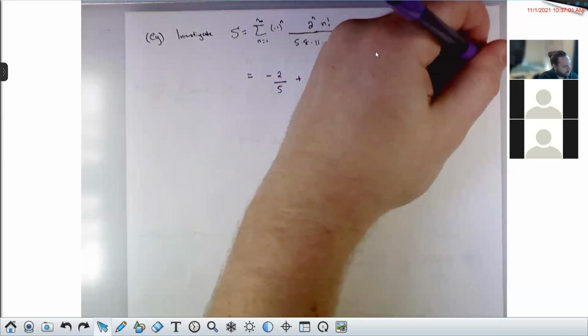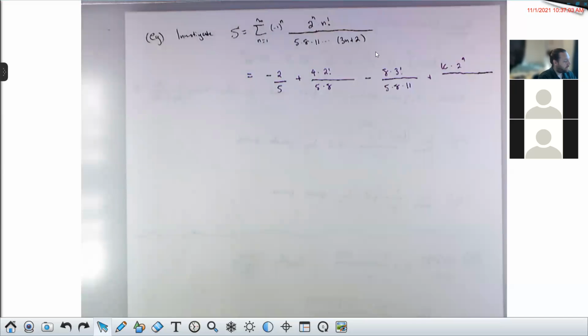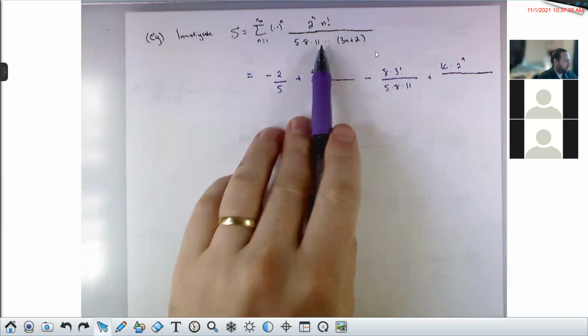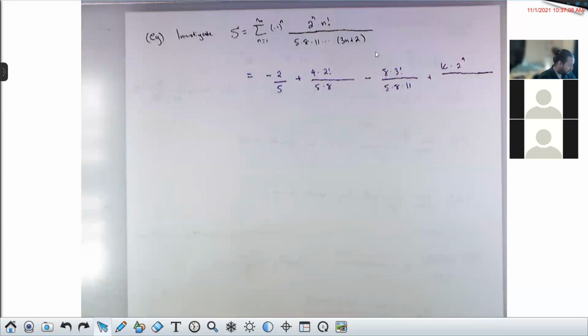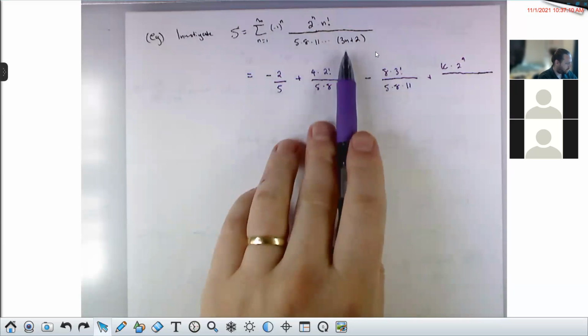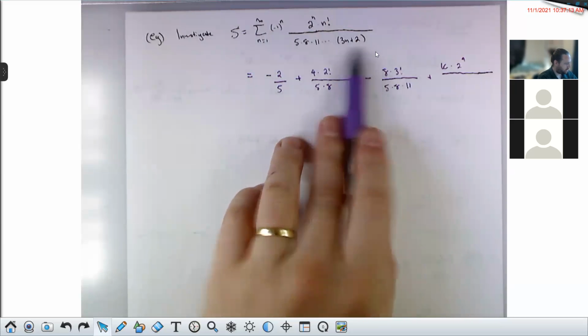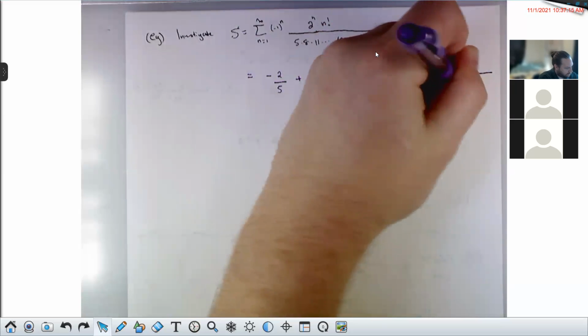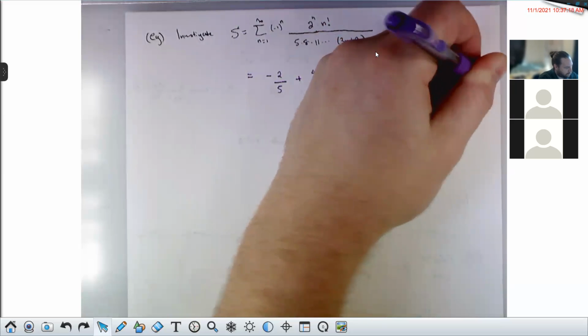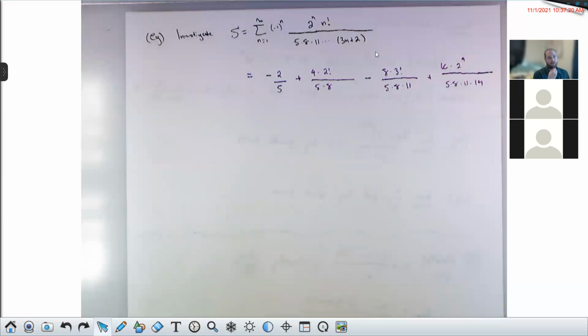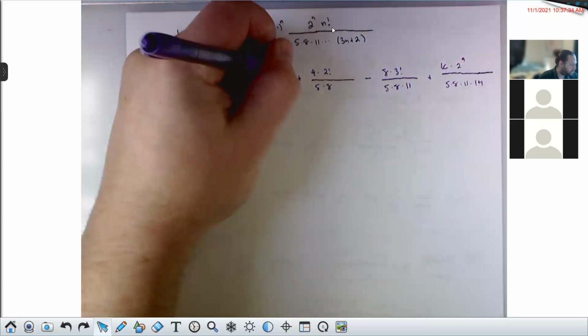And let's figure out the denominator here. This is the first one we have to think a little bit on. It would be 5 times 8 times 11 times whatever the next thing is in that pattern. You can plug in n equals 4 here: 3 times 4 is 12, plus 2 is 14. So this would be 5 times 8 times 11 times 14. I plugged in n equals 1 here, so where did the -2/5 come from? That's (-1)^1, which is negative, 2^1 times 1 factorial.